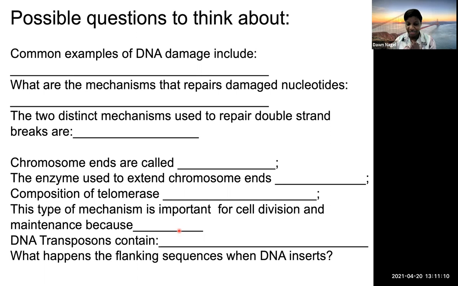And what happens to the flanking sequences when the DNA inserts? They duplicate, okay? And because they duplicate, they're called direct repeats, and they're flanking that new DNA sequence. So that is where we stop for all of lecture 5. And I'll try to see if I can do another polling. I don't know if it's going to work because I have not figured out all the details of this yet.